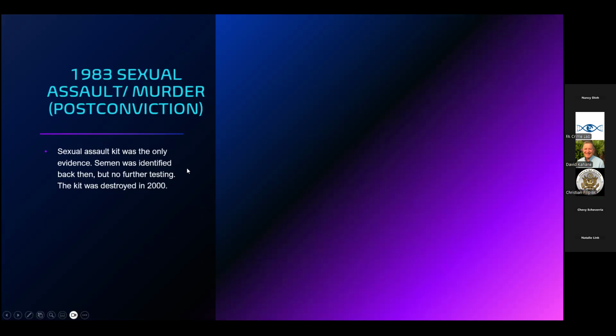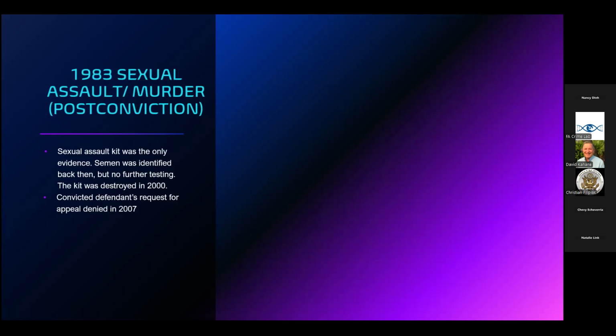So the victim's sexual assault kit was the only evidence submitted for biological testing in this case. In 1983, the sex assault kit swabs were tested and semen was identified. But the swabs weren't further tested after that. As I mentioned before, it's not unusual in the 80s for there to not be DNA testing. The kit was destroyed in 2000. The convicted defendant maintained his innocence and attempted to appeal his conviction in 2006. However, the court believed that the bulk of the evidence was destroyed, so his request was denied in 2007.